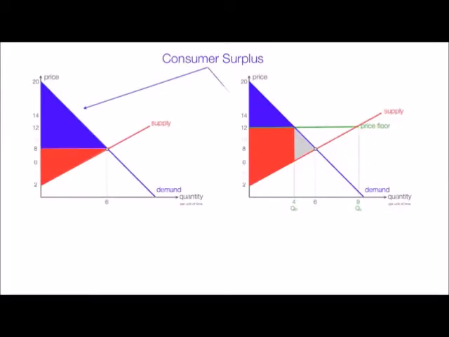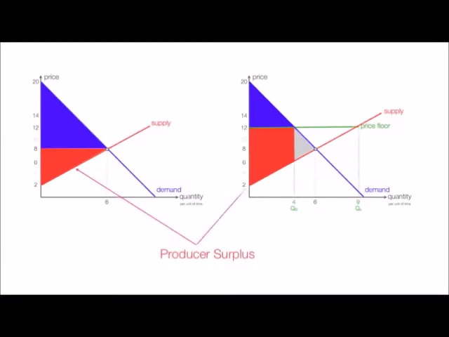Consumer surplus before and after a price floor. Then we'll examine producer surplus before and after a price floor. And we'll also calculate the deadweight loss to society of a price floor.